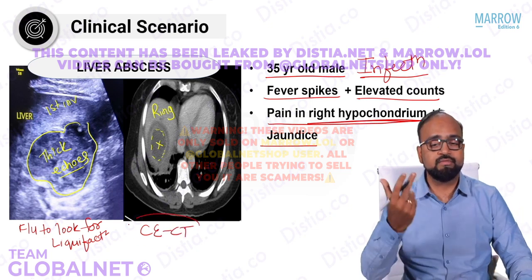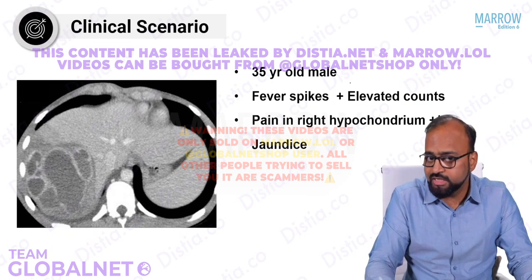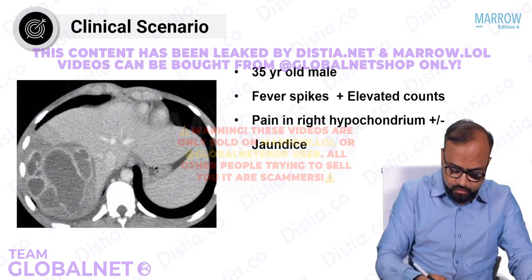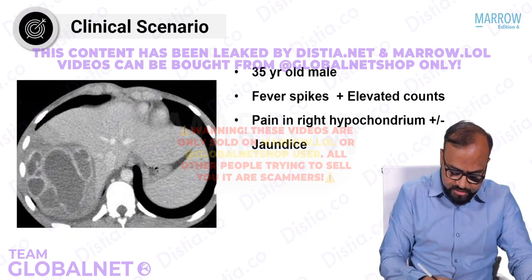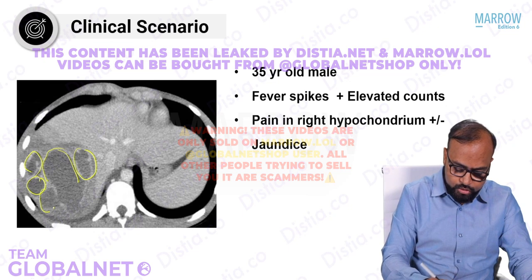It will appear as a peripheral ring of enhancement. See, this is the same patient, same clinical history. Look at the appearance here. What do you see? We see a hypodense lesion within the liver, but can you see that there are actually multiple peripherally enhancing locules, isn't it?